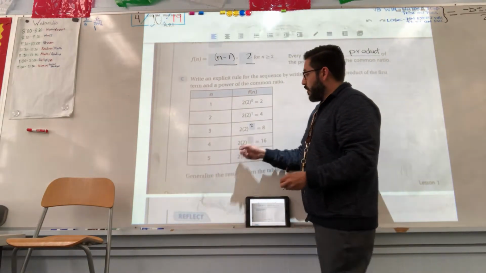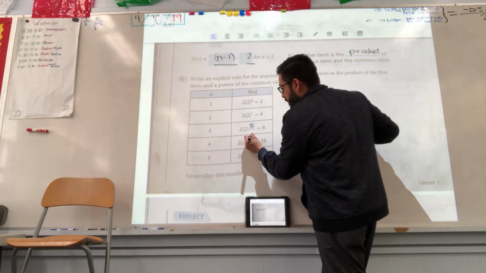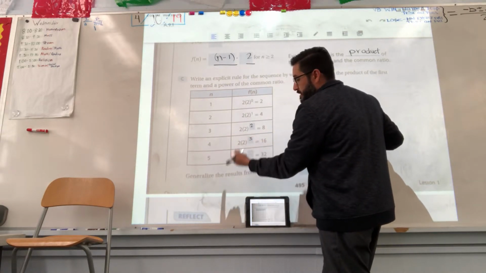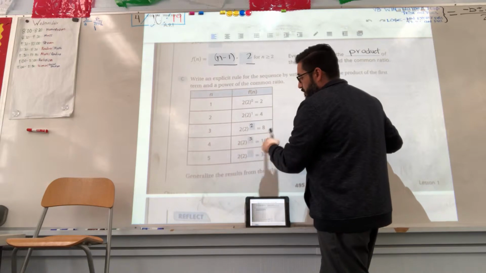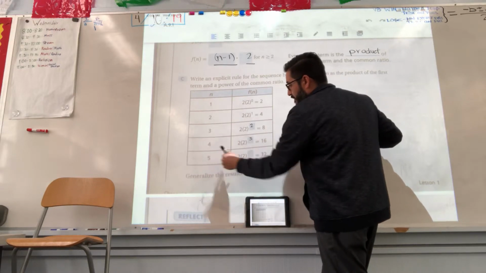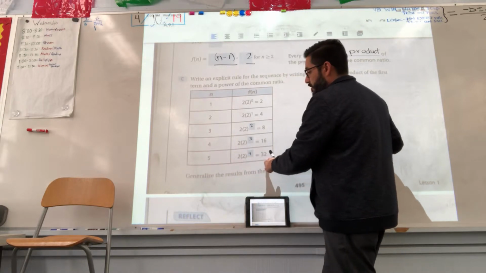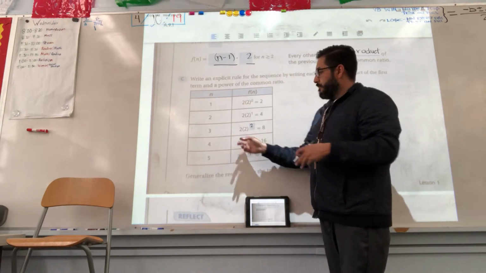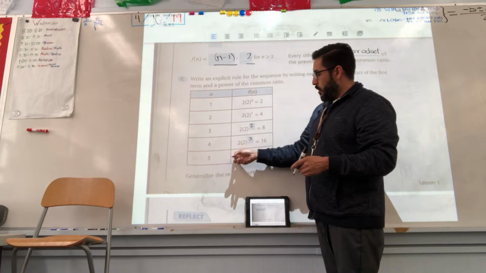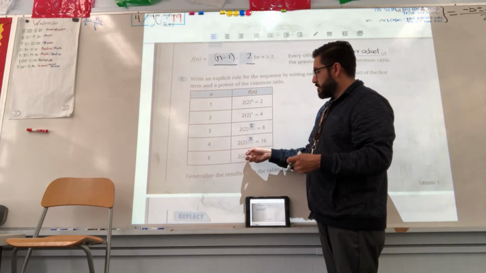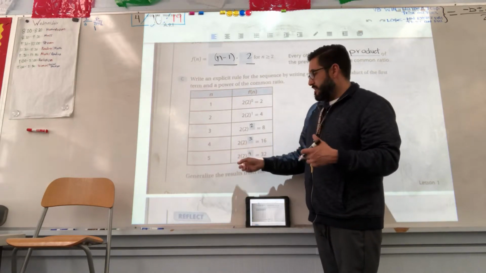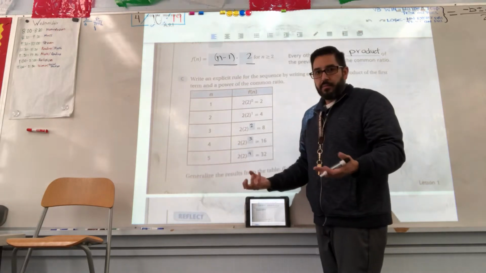So here when n is 4, we have 2 to the third power, or 2 times 2 times 2, which is 8, times 2, which is 16. And now for 5, it's going to be 2 to the fourth power times 2, that's going to be 32. When we're doing this, notice that 2 times 2 to the fourth power is really just 2 to the fifth power.